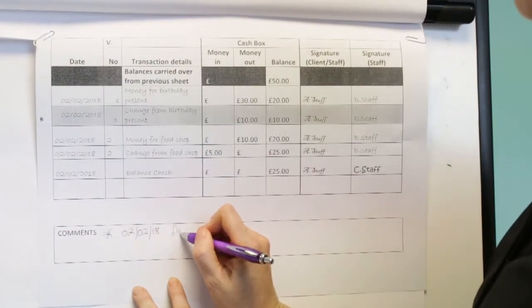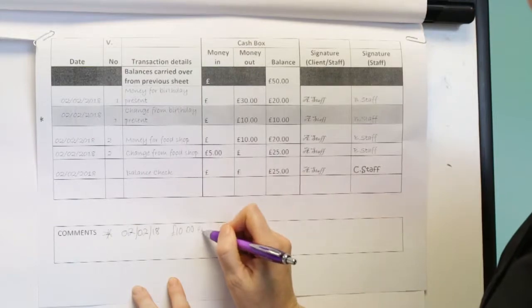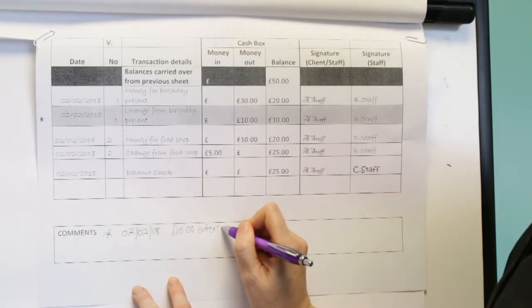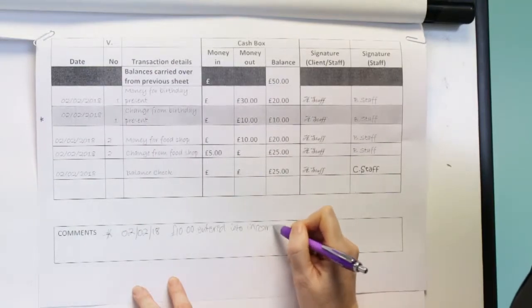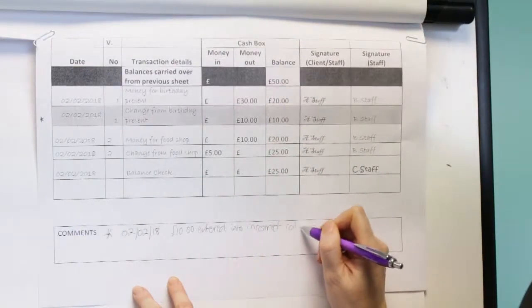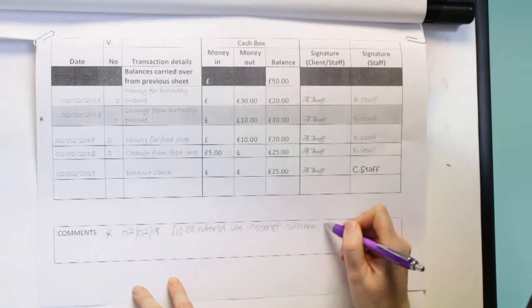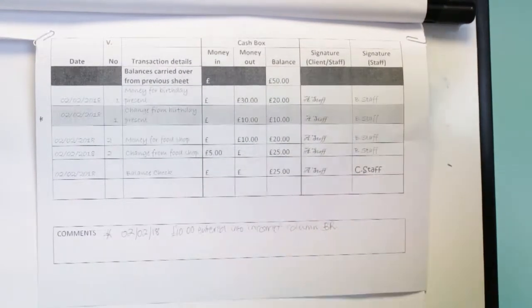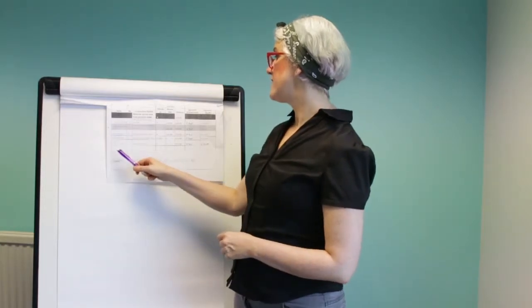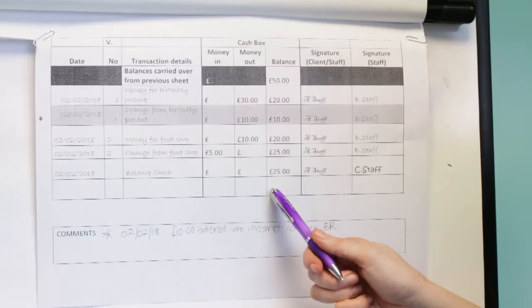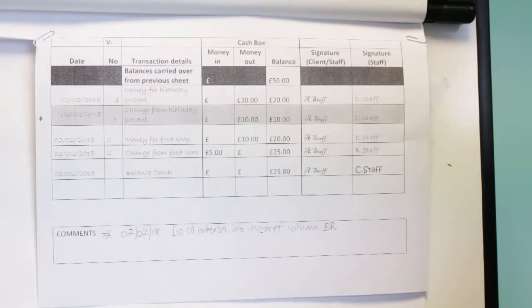£10 entered into incorrect column. And your initials. Then what we're going to do is record the actual balance once it's been corrected after the error has been corrected.